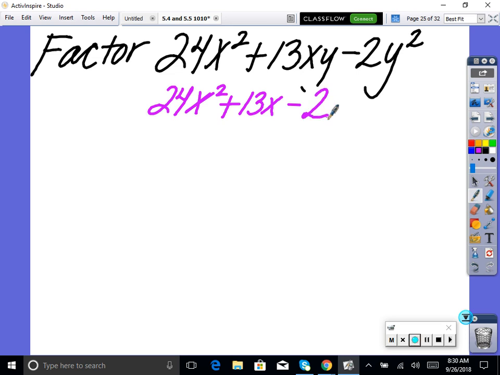Do you guys see how we know how to do this? We know how to factor this. So let's do that. What multiplies to be a times c? What multiplies to be negative 48 and adds up to be 13? Let's say you don't know. Do 1 times 48, 2 times whatever, 3 times whatever, 4 times. Do you guys see what I'm saying? So what are the factors?